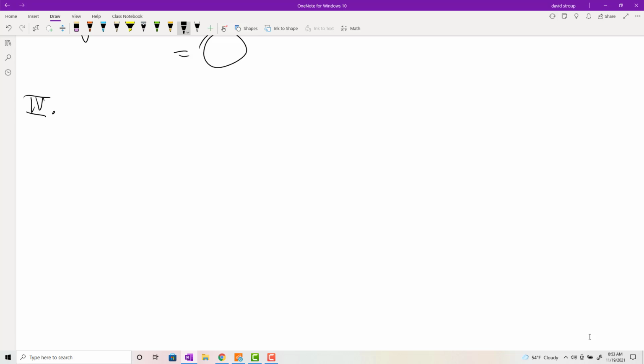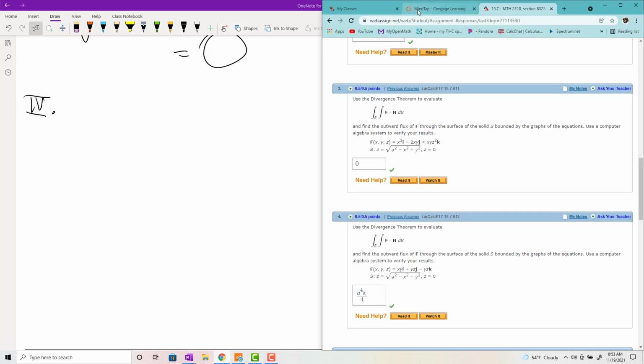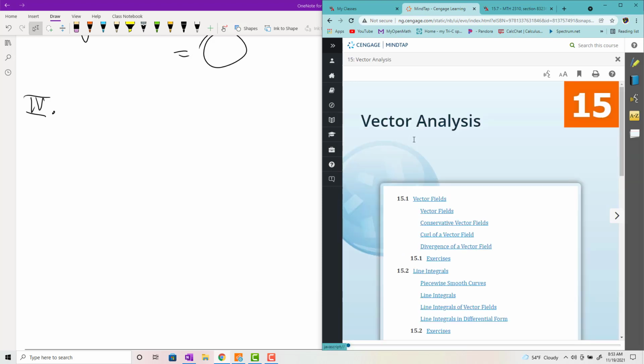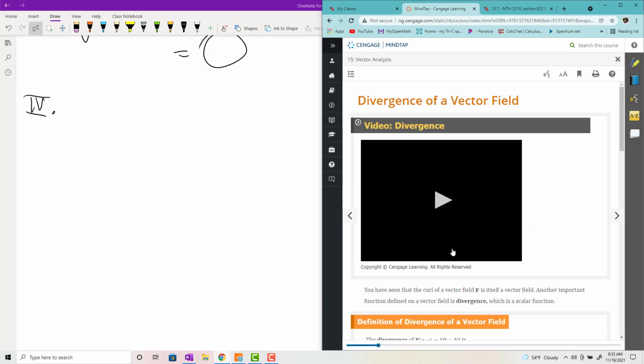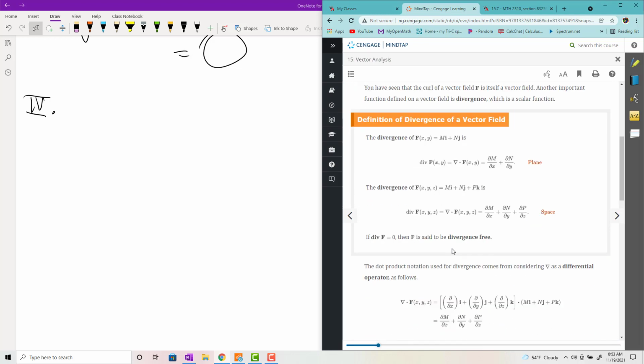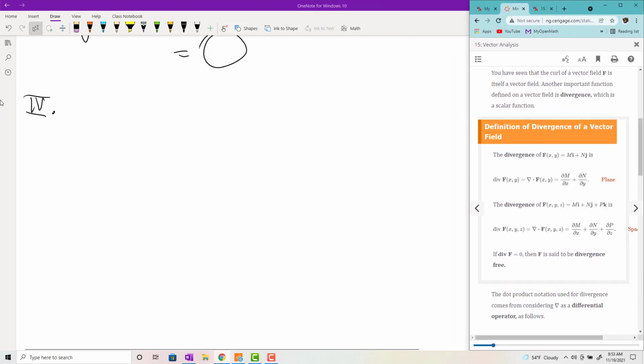Section 4. What are we doing now? Oh, reminding us of the divergence formula, I guess. It seems like I must have already covered that. If I didn't, well, there it is.